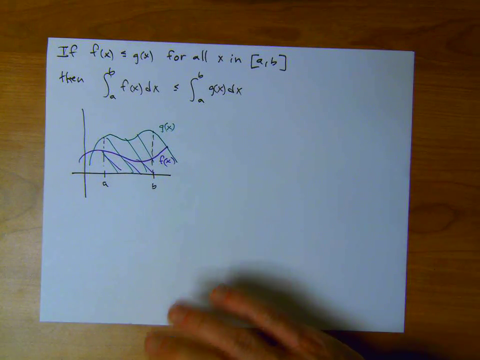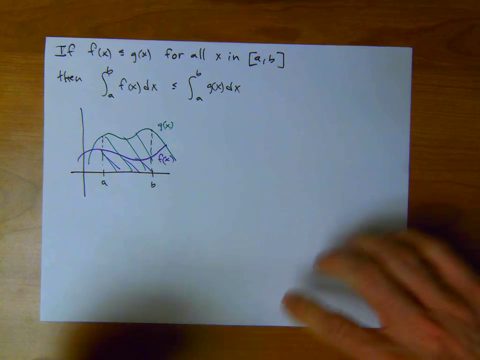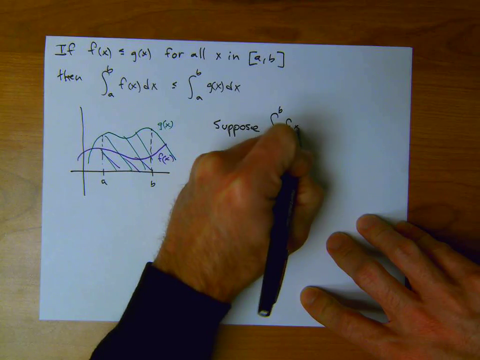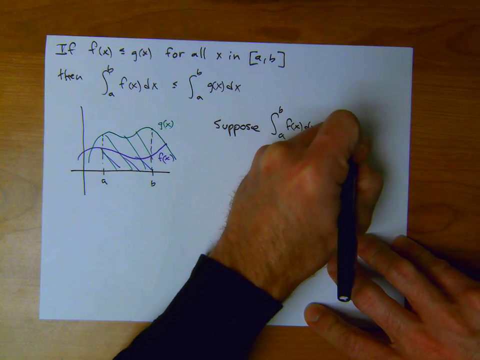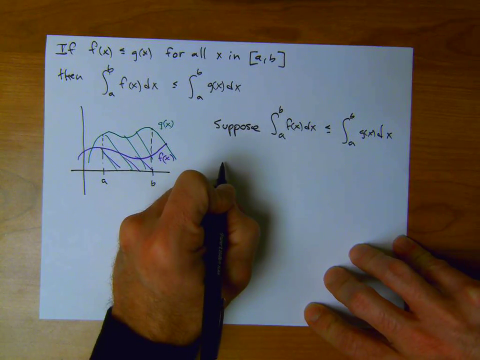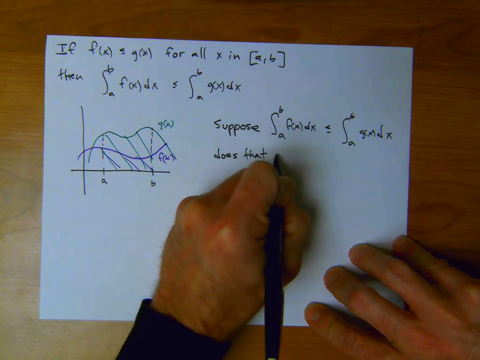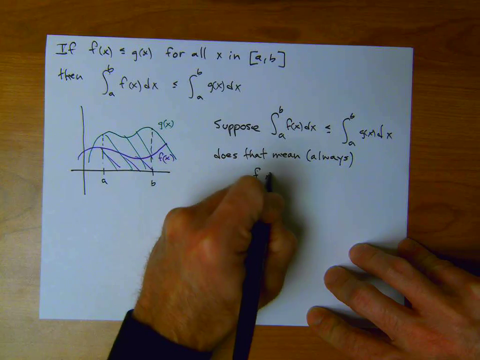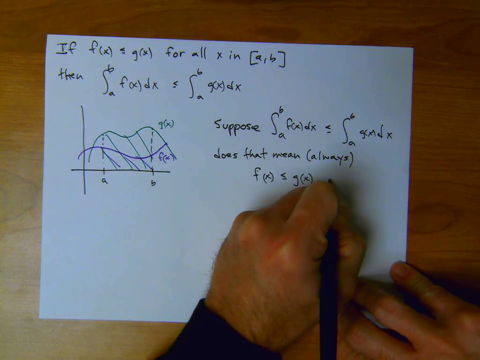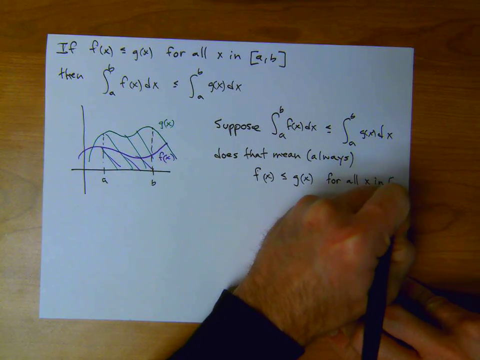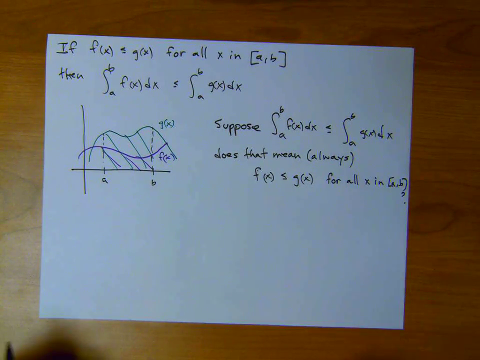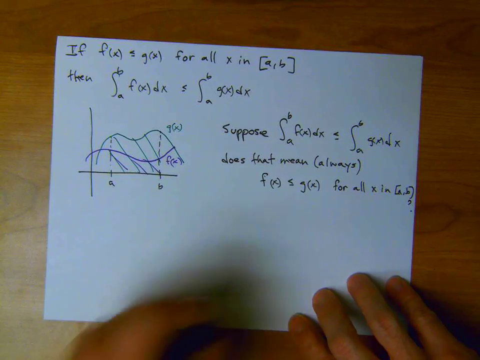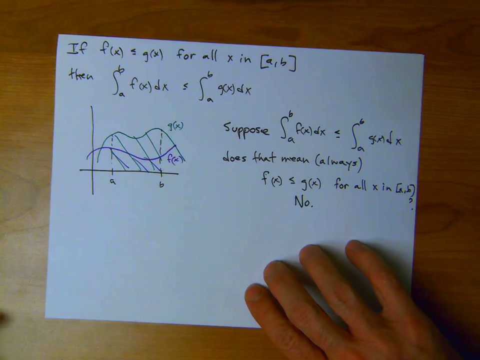And what do I mean by the converse? Suppose the integral from a to b of f of x dx is less than or equal to the integral from a to b of g of x dx. Does that mean, always, that f of x is less than or equal to g of x for all x in [a, b]? So if the area under f is less than or equal to the area under g between a and b, does that mean one function is always less than the other? The answer is no. Let me give you a quick example.